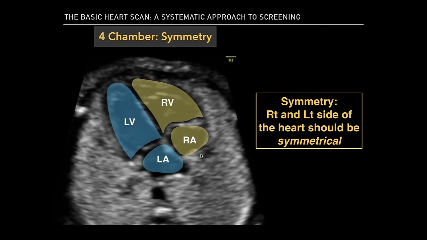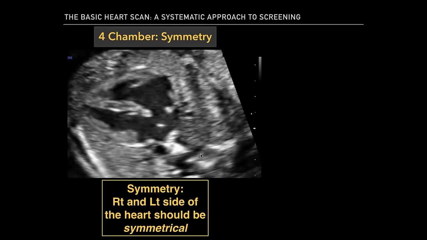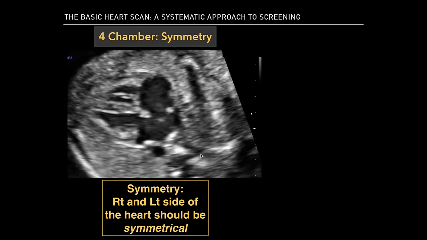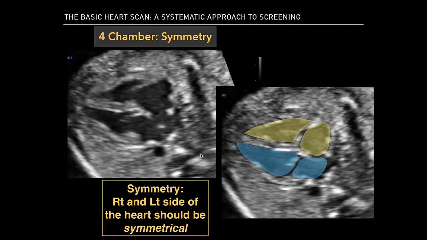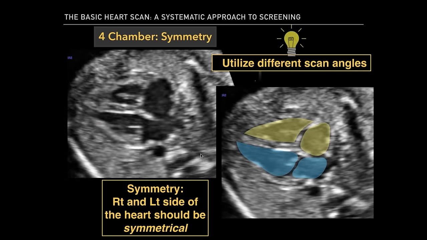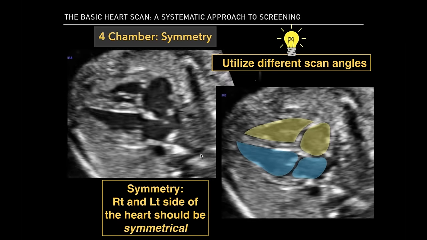So when looking at the heart, you want to make sure that the right and the left side of the heart are symmetrical and also equal in size and width. But during the late third trimester, the right ventricle may appear enlarged compared to the left ventricle. This can be a marker for coarctation or other cardiac abnormalities. On the other hand, the third trimester disproportion can also be a normal variant. If there's any suspicion for asymmetry, assess the chambers in different views, which can help in confirming chamber disproportion. So another tip: utilize different scan angles when assessing for symmetry.